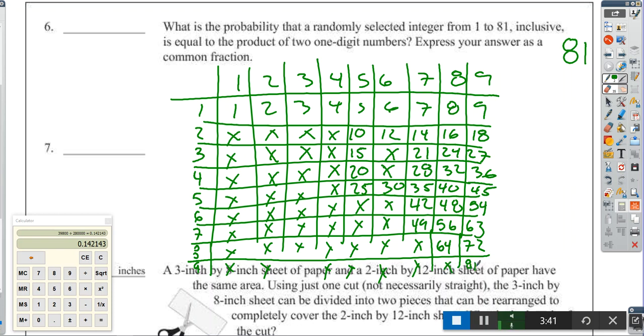So we can count up what numbers are unique. 1, 2, 3, 4, 5, 6, 7, 8, 9, 10, 11, 12, 13, 14, 15, 16, 17, 18, 19, 20, 21, 22, 23, 24, 25, 26, 27, 28, 29, 30, 31, 32, 33, 34, 35, 36. So we have 36 out of 81. Both these numbers share a factor of 9. So that is equal to 4/9.